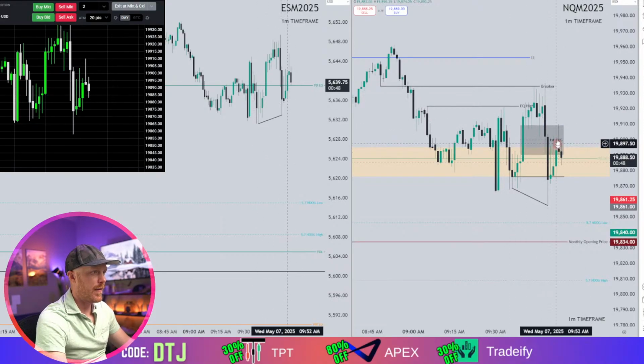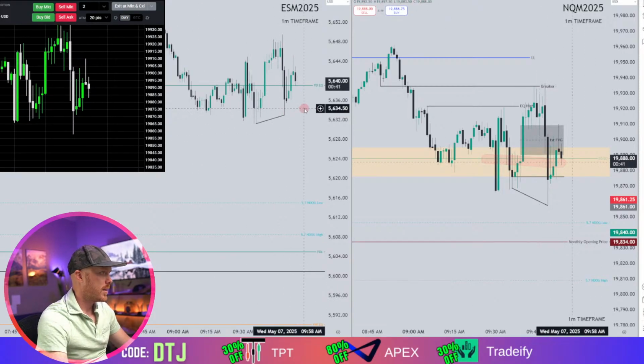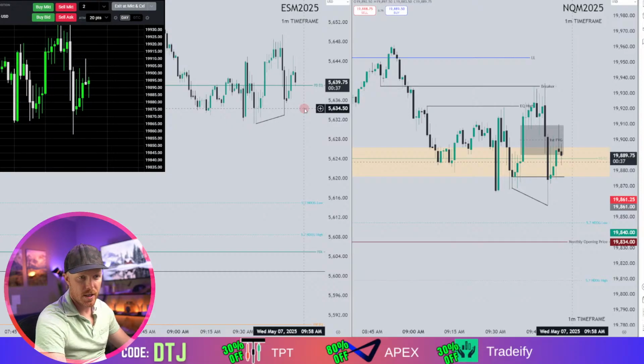First presented fair value gap is still being respected. We're at the midpoint. Let's see how it plays out here. We still got about 5 minutes till 10 o'clock.